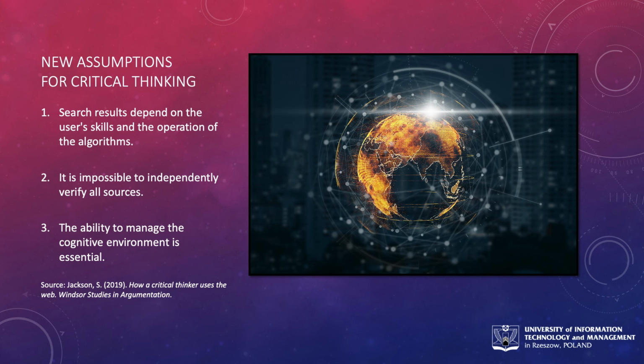Three conclusions of the previous considerations are crucial in teaching critical thinking. The first is that search results depend on the user's skills and the performance of the algorithms. The second, it is impossible to independently verify all sources. The third, the ability to manage the cognitive environment is essential. Let's look at these points in detail one by one.